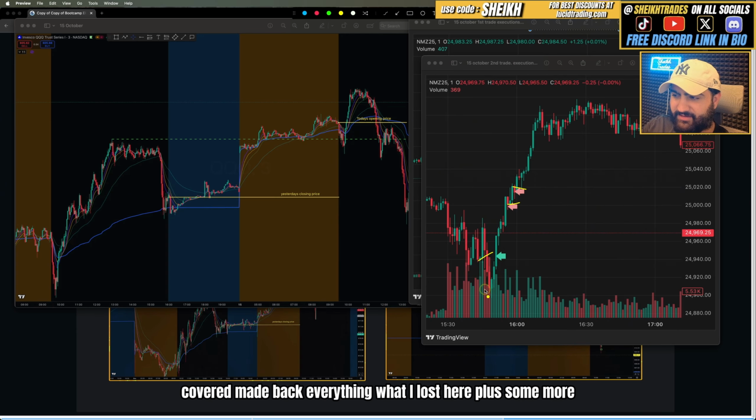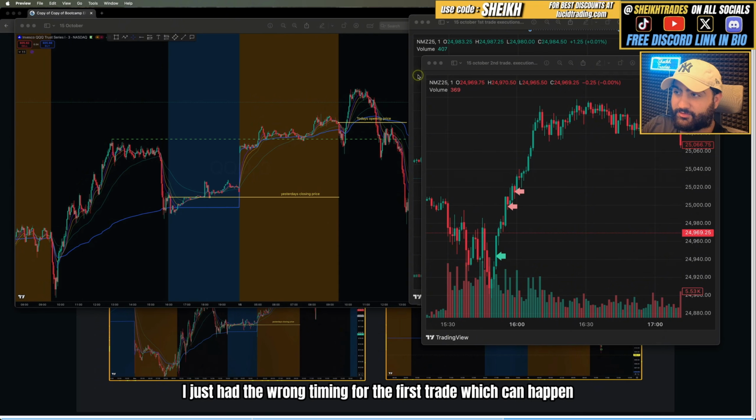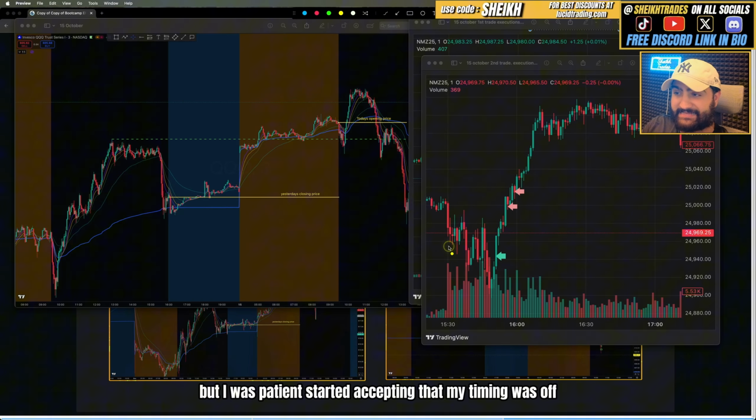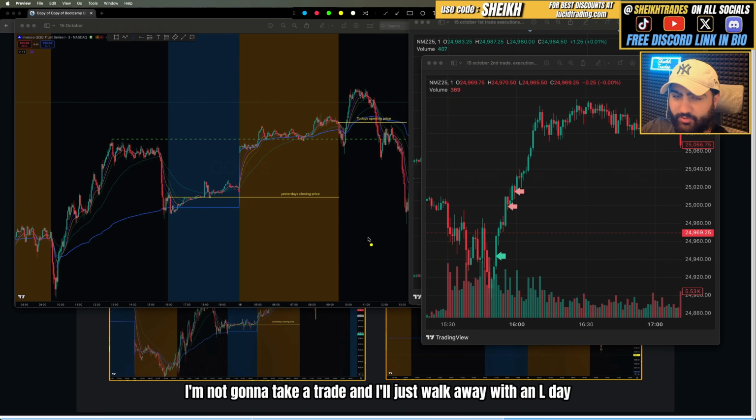And this is what my risk management, this is what differentiates me from beginner traders. Let's put it that way. You could see that, yes, my bias was right. I just had the wrong timing for the first trade, which can happen. You know, I take my L. I'm not going to be stubborn. I'm not going to just keep on adding, because it's just going to blow up your accounts. But I was patient, started accepting that my timing was off. And if it didn't work and it rolled all the way down, so be it. I'll just walk away with an L day.